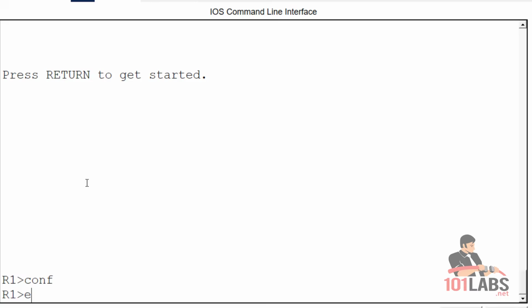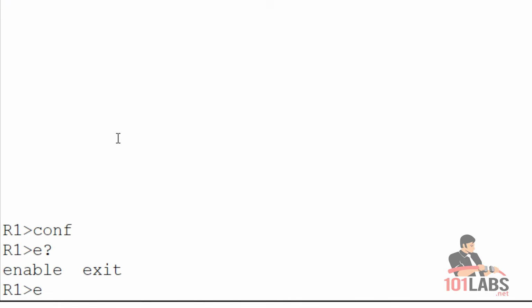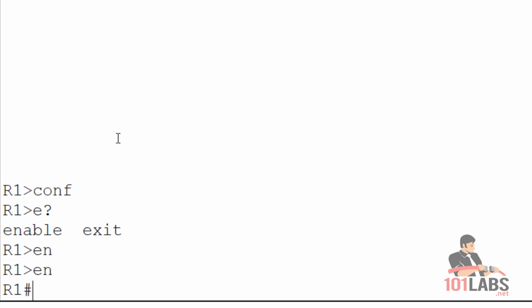If I don't remember the command, I can type E and question mark, and it will give me all the commands that start with the letter E. I can type EN. So I've completed some of the command, and then I can press tab and it will finish the command for me. Or I could just type EN and the router knows that the only available command that starts with those two letters is enable. And it will go from this user mode here into enable mode. This gives you a lot more commands.